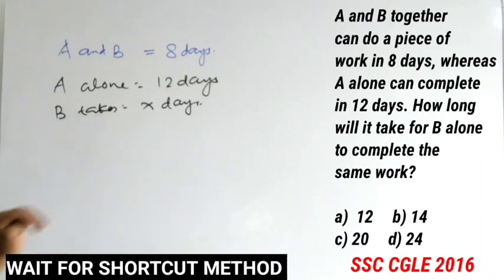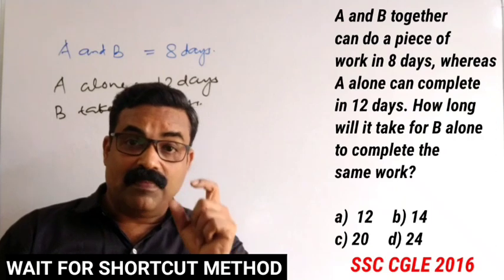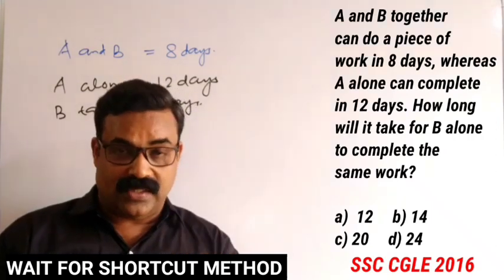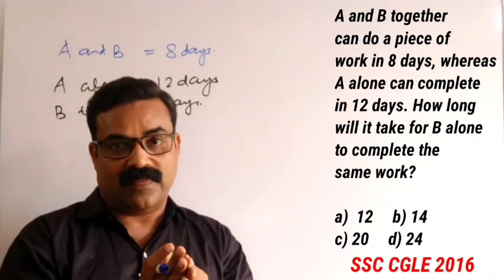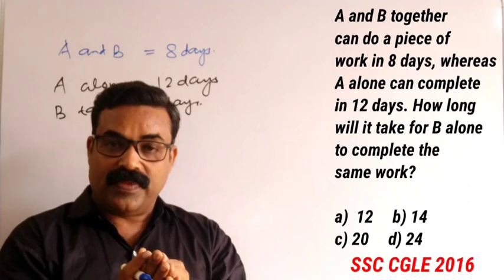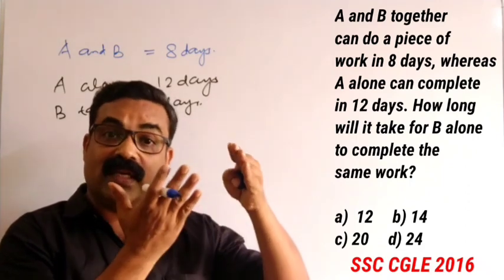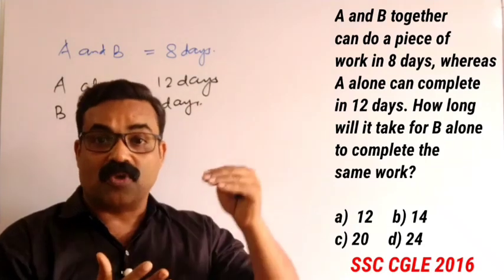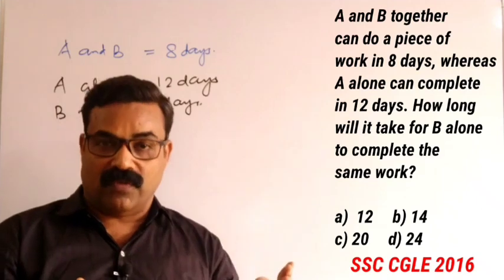A can complete the work in 12 days. That means in 1 day, A finishes 1/12 of the work. In 2 days, 2/12. In 3 days, 3/12. In 4 days, 4/12. Likewise, on the 12th day, he will complete 12/12. 12/12 means what? 1. That 1 indicates completion of work.